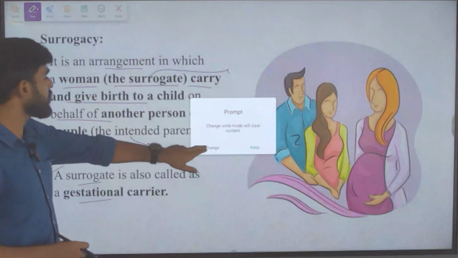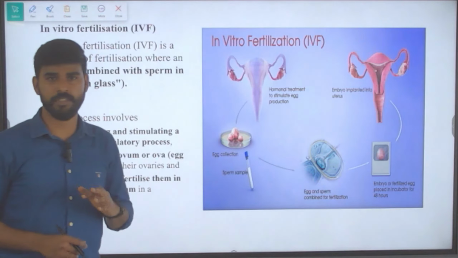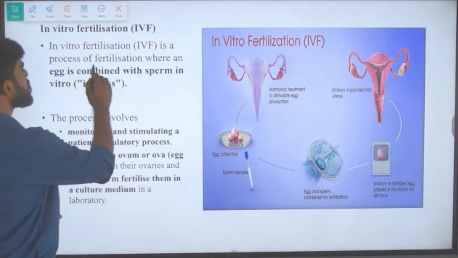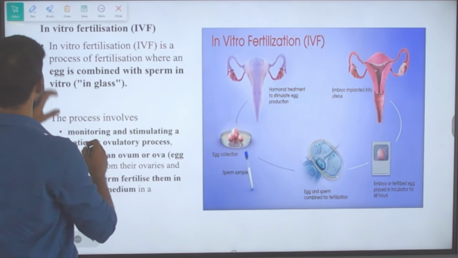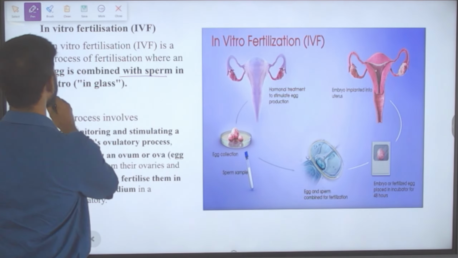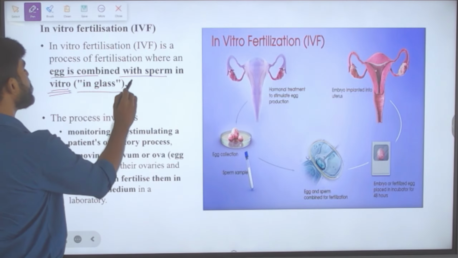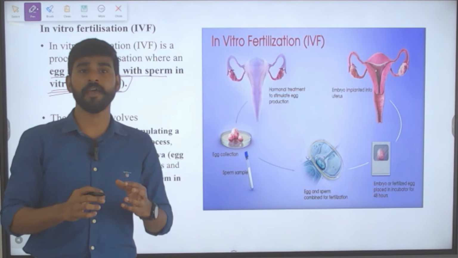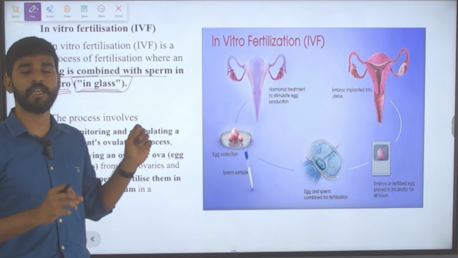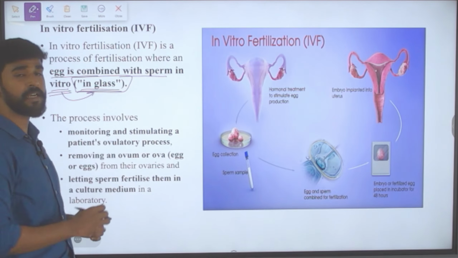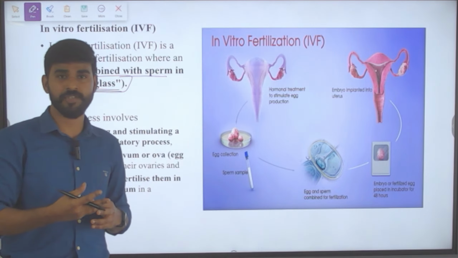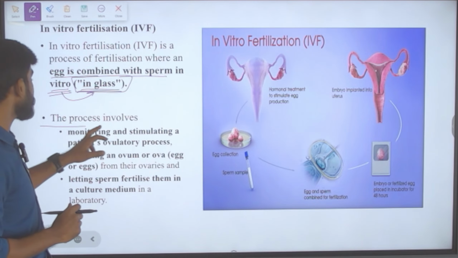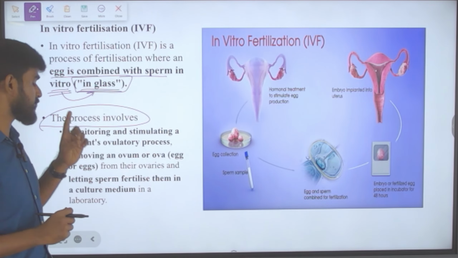Next is, we saw that the in vitro fertilization technique was employed. So what is in vitro fertilization? It is a process of fertilization where the egg is combined with the sperm in vitro. So what is in vitro? In vitro means in glass: in test tubes, petri dishes. Vitro here means glass. So it is not happening naturally, but artificially in glass test tubes. So what is the process involved in in vitro fertilization?